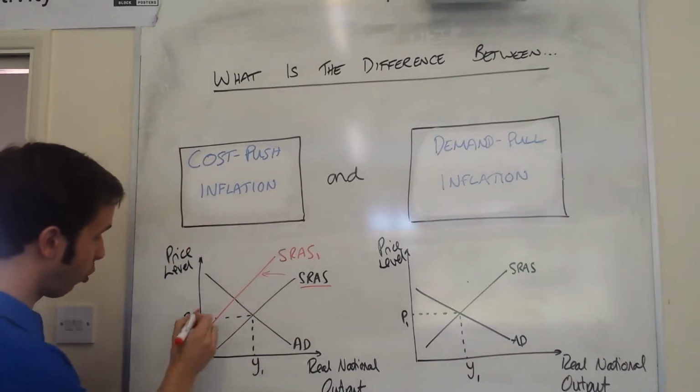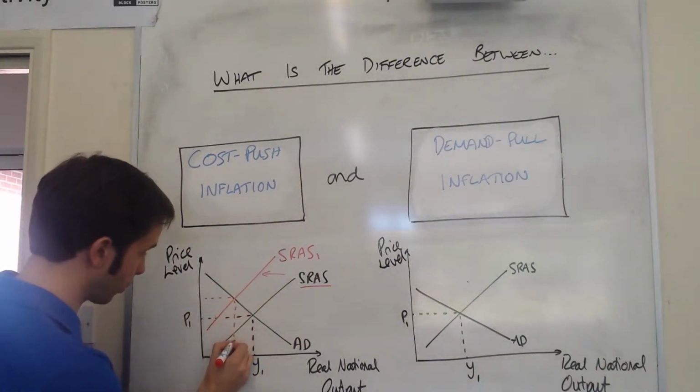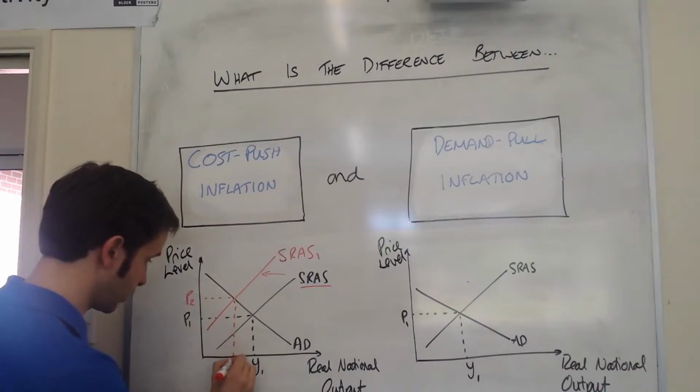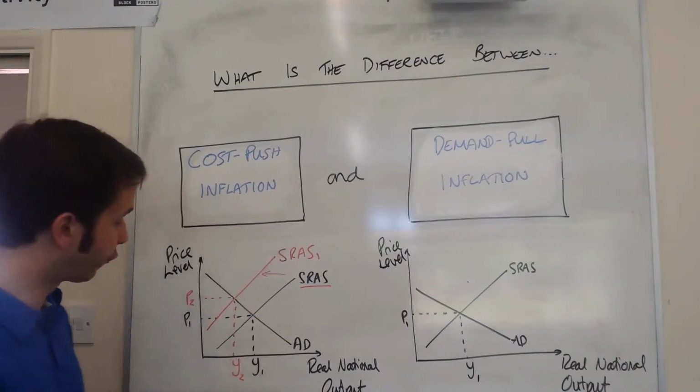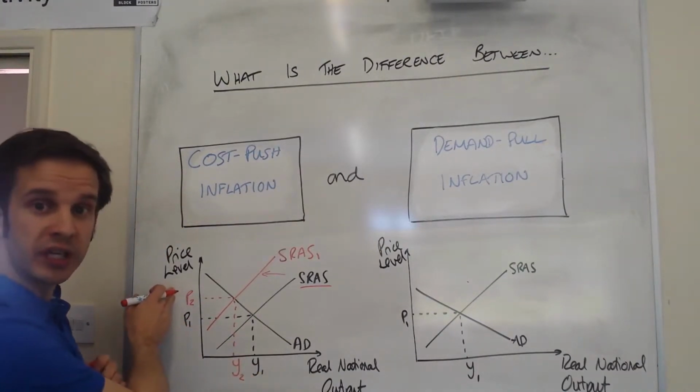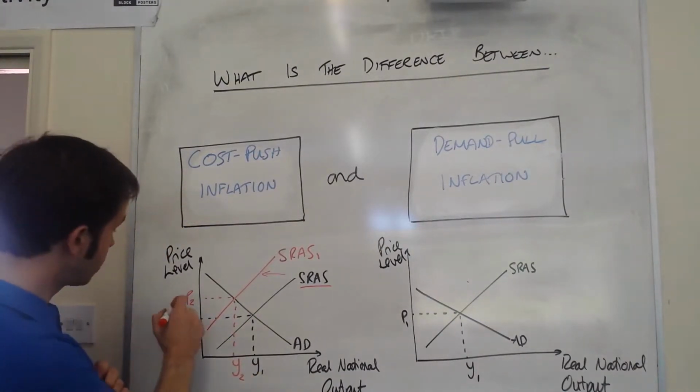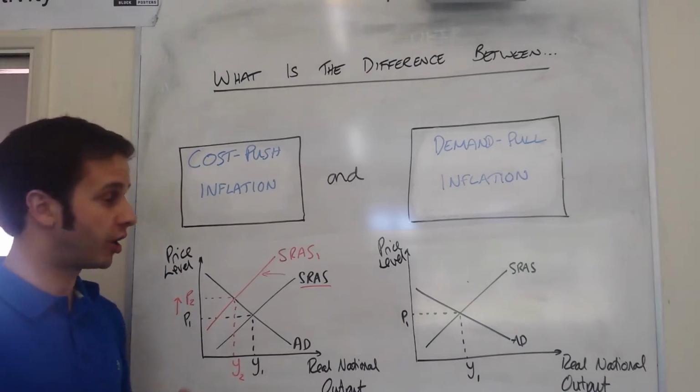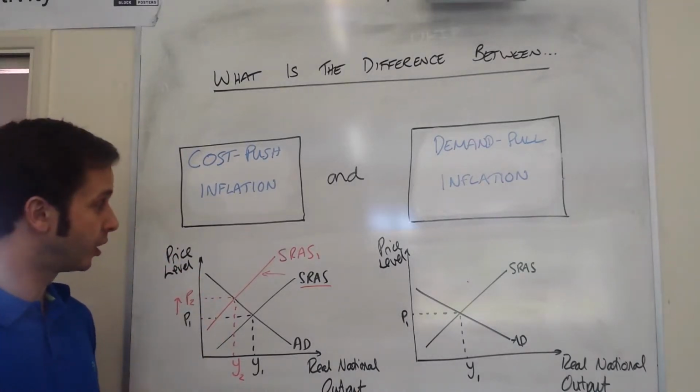Now, as we can see, what that does is it moves us to a new equilibrium position. So we move from P1 to P2. So this increase in the price level over here, this is inflation coming from the cost side. So this is cost push inflation.